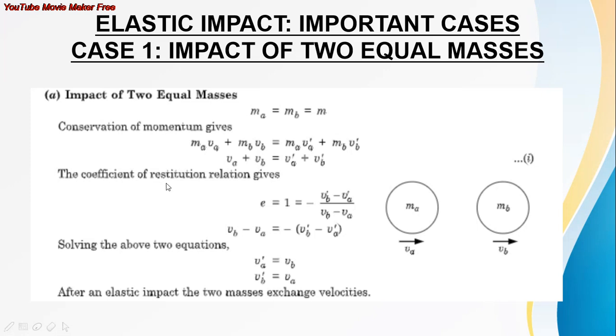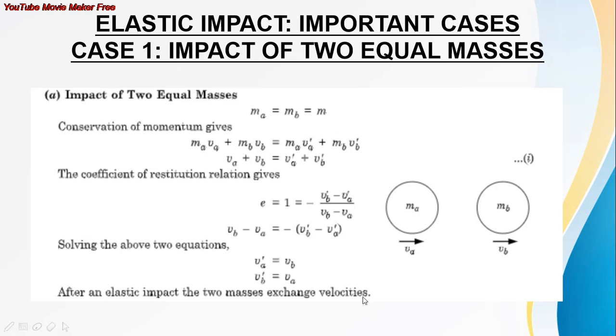And another formula which we can use is E equal to 1, which is equal to minus (VB dash minus VA dash) upon (VB minus VA), which gives VB minus VA equal to minus of (VB dash minus VA dash). When we solve this equation and this equation, we get VA dash equal to VB, VB dash equal to VA, which means that the final velocity of mass A will be equal to the initial velocity of mass B, and the final velocity of mass B will be equal to the initial velocity of A. That is, after an elastic impact, the two masses exchange velocity.